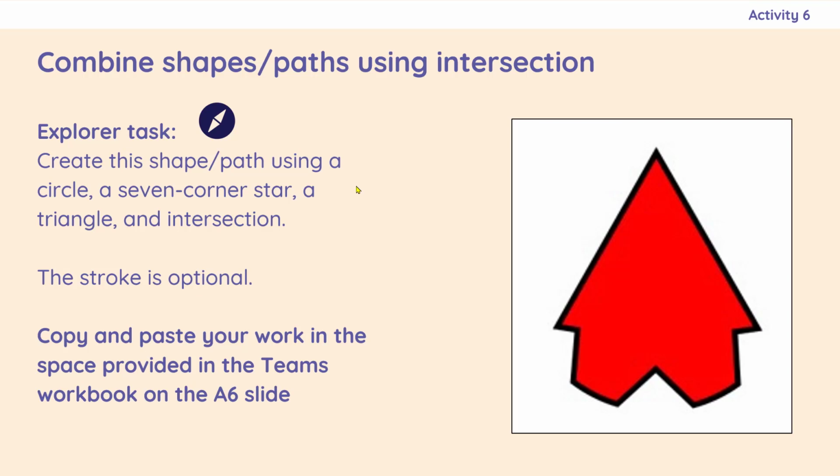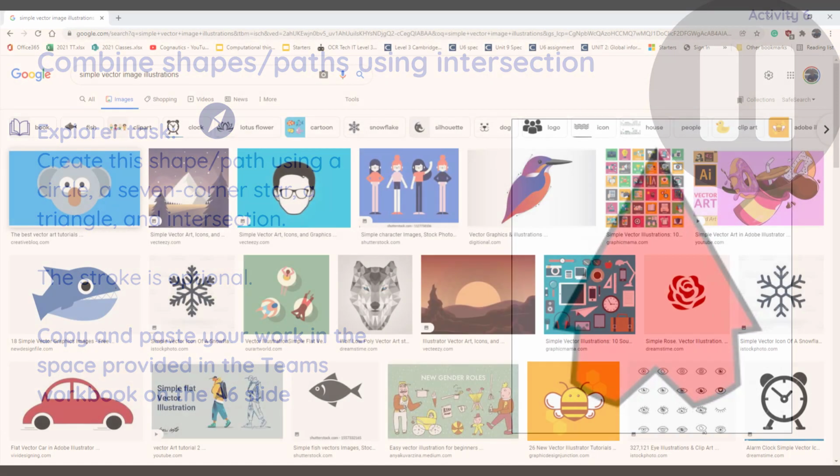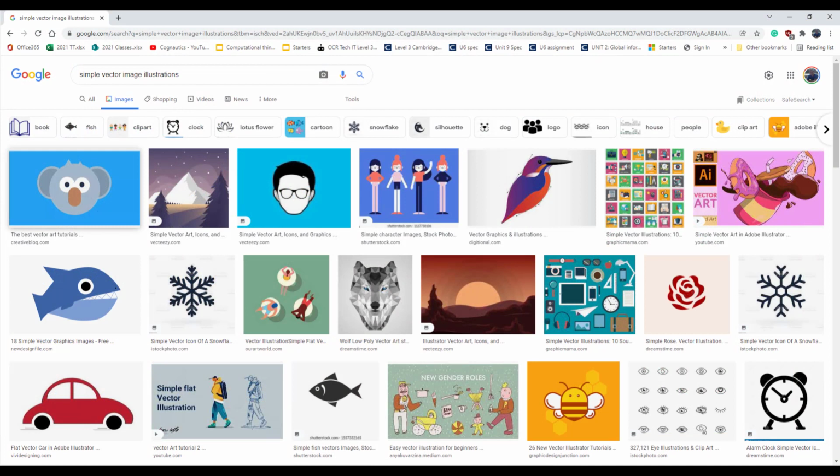And so once again, back to you onto Inkscape, see if we can create those two images that were there. You've just learned it's a good idea to go away and practice. I've just searched here for simple vector images illustrations on Google Images. We've got lots of good ideas of images that you could try and create for yourself if you've got time.